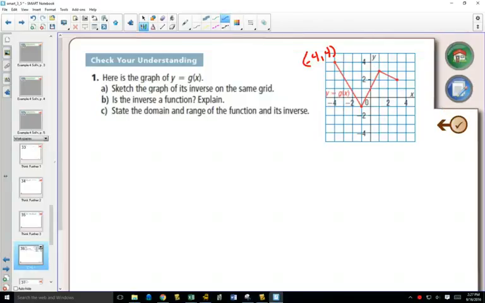That'll mean on our other graph we're going to have 4, negative 4. Our second point is negative 1, negative 1. When you switch those around, that point's going to stay the same. Now we have 1, 3. So switching those, we'll have 3, 1. And finally, the last point there is 3, 2. So now you'll have 2, 3.